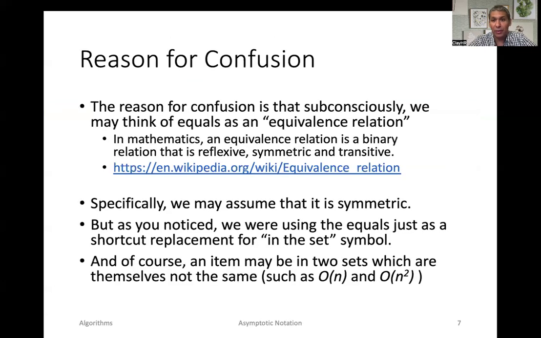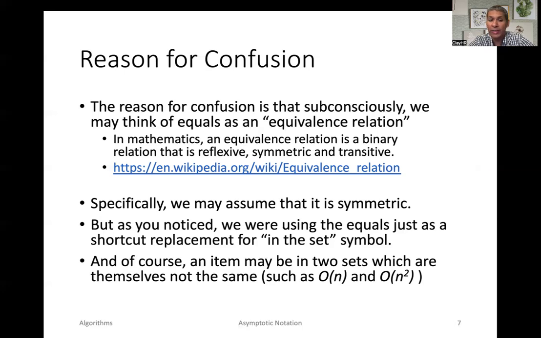And the reason for this confusion can sometimes be because when we use the symbol equals, subconsciously, we think of that as an equivalence relation. In mathematics, an equivalence relation is a binary relation that is reflexive, symmetric, and transitive. So we assume it's transitive. So when we say function f is equal to set S, then we might say function f is equal to another set S prime. So we think, oh, then sets S1 and S2 are the same. But of course, they don't have to be the same.